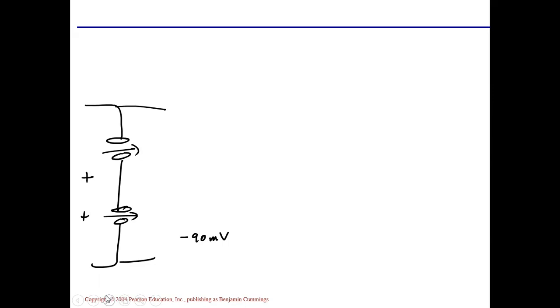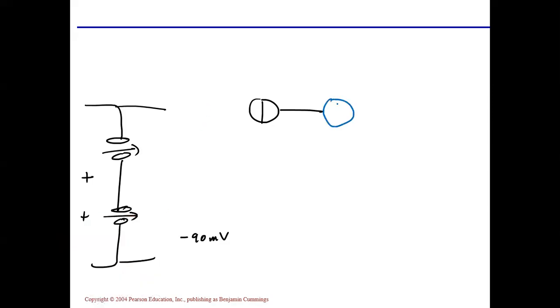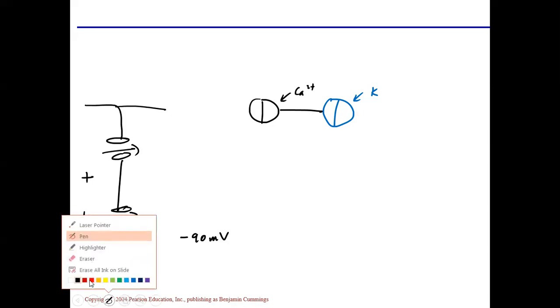attracting the positive ions. You still have similar channels. So let me go ahead and draw you the channels. Currently, these channels are all voltage gated, but they are closed. So this is for potassium. This is for calcium, voltage gated. And lastly, this is for sodium.